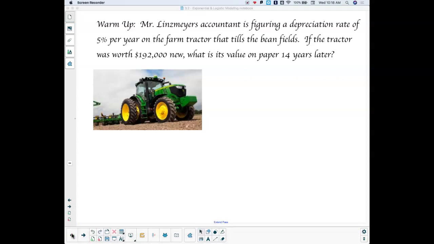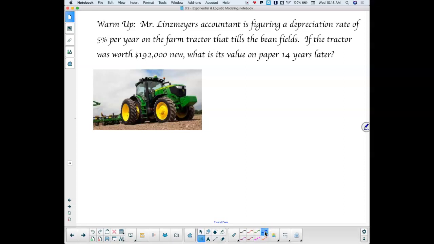Depleting, depreciating, it's all the same. Okay, so talk to me about a formula here for, we'll call it T for tractor, actually no, let's call it B. We'll call it beans. Beans of T. Okay, what's my formula? What's my equation?